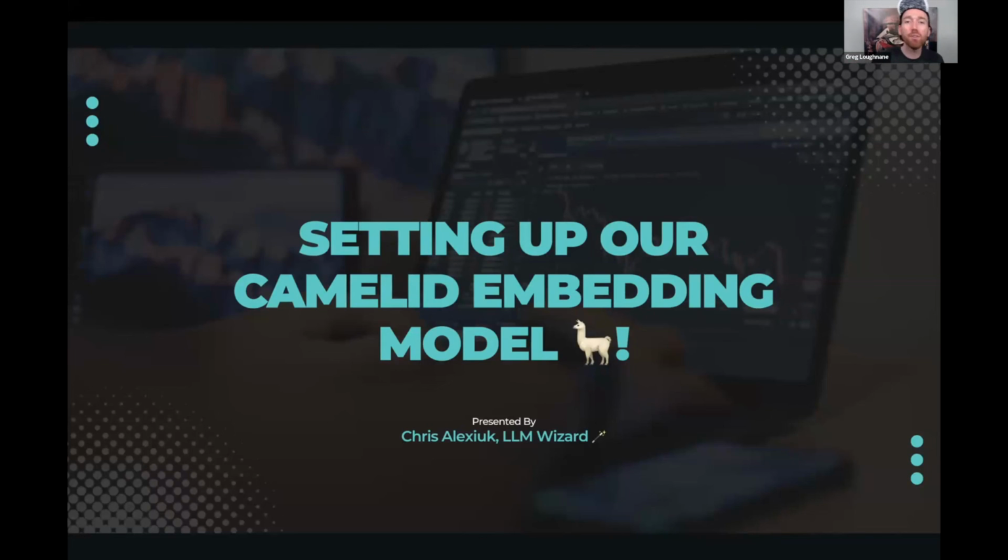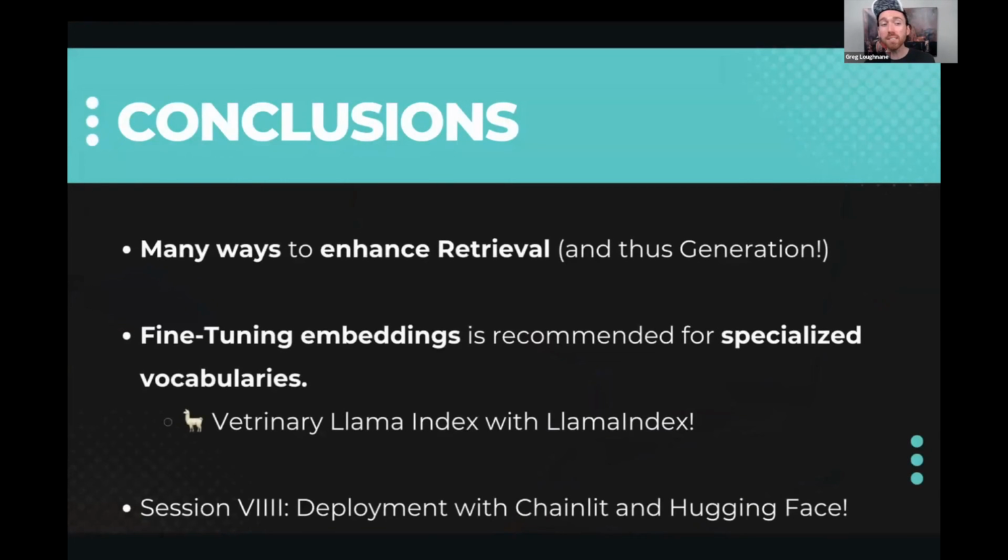Fine-tuning embeddings. Lots of other things we could do for any given RAG system. All sorts of fun retrieval. All sorts of fun different node parser stuff in Llama Index to play with. All sorts of different evaluation things we could potentially do to instrument this thing and measure different numbers, see if they go up too. But that's a wrap for this little sesh. There are many ways to enhance retrieval and thus generation. Fine-tuning is one that you might want to pick up for very specialized domain language. And an example of that is the Vet Llama Index with Llama Index.